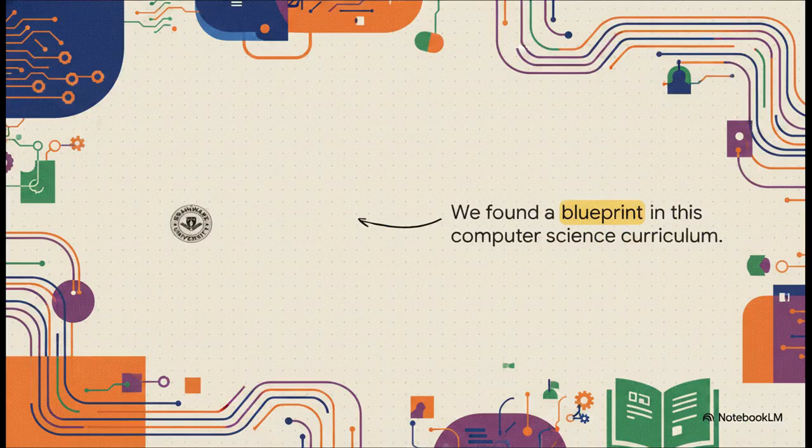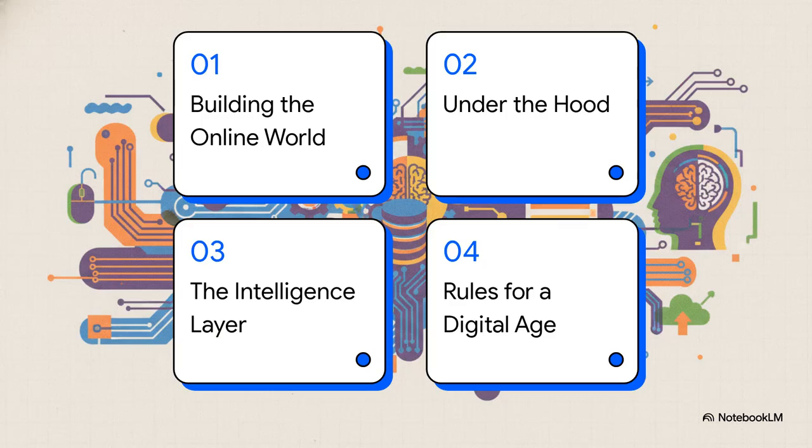To figure that out, we're not just going to guess. We actually found a fantastic real-world blueprint. It's a university's computer science course list, and we're going to use it as our guide to map out the essential skills of a modern tech professional. Okay, so here's our roadmap. We've broken it down into 4 essential pillars of knowledge. And we're going to start with how we actually build the online world that we all use every single day.